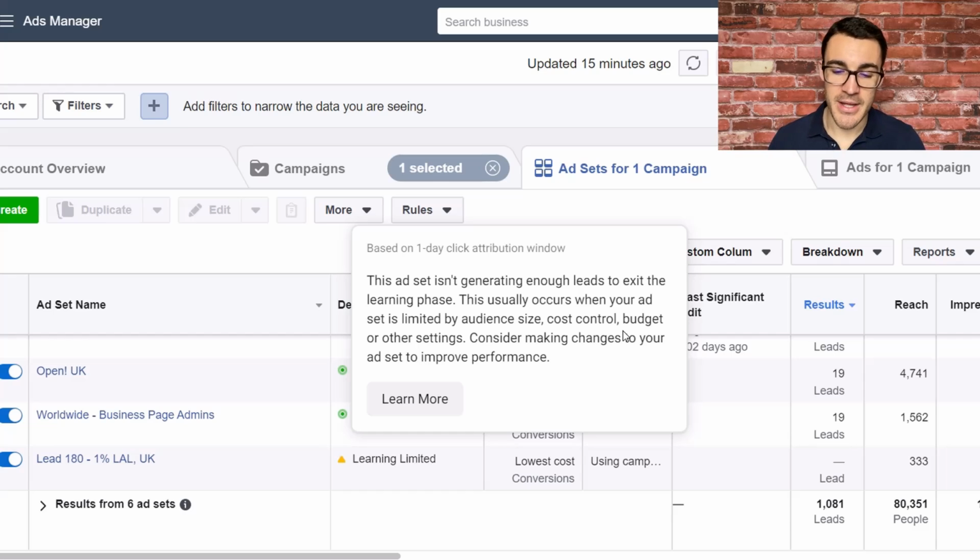But there's been a lot of confusion, a lot of people scared about this Learning Limited. Just have a little think about why that's now popping up, why that's been introduced. I think it's in part to get advertisers to spend more money. Therefore, it's not necessarily something that you need to panic about when it pops up, just to be aware of what it means and what you can do to help improve your campaigns if they are performing well and you are seeing Learning Limited.